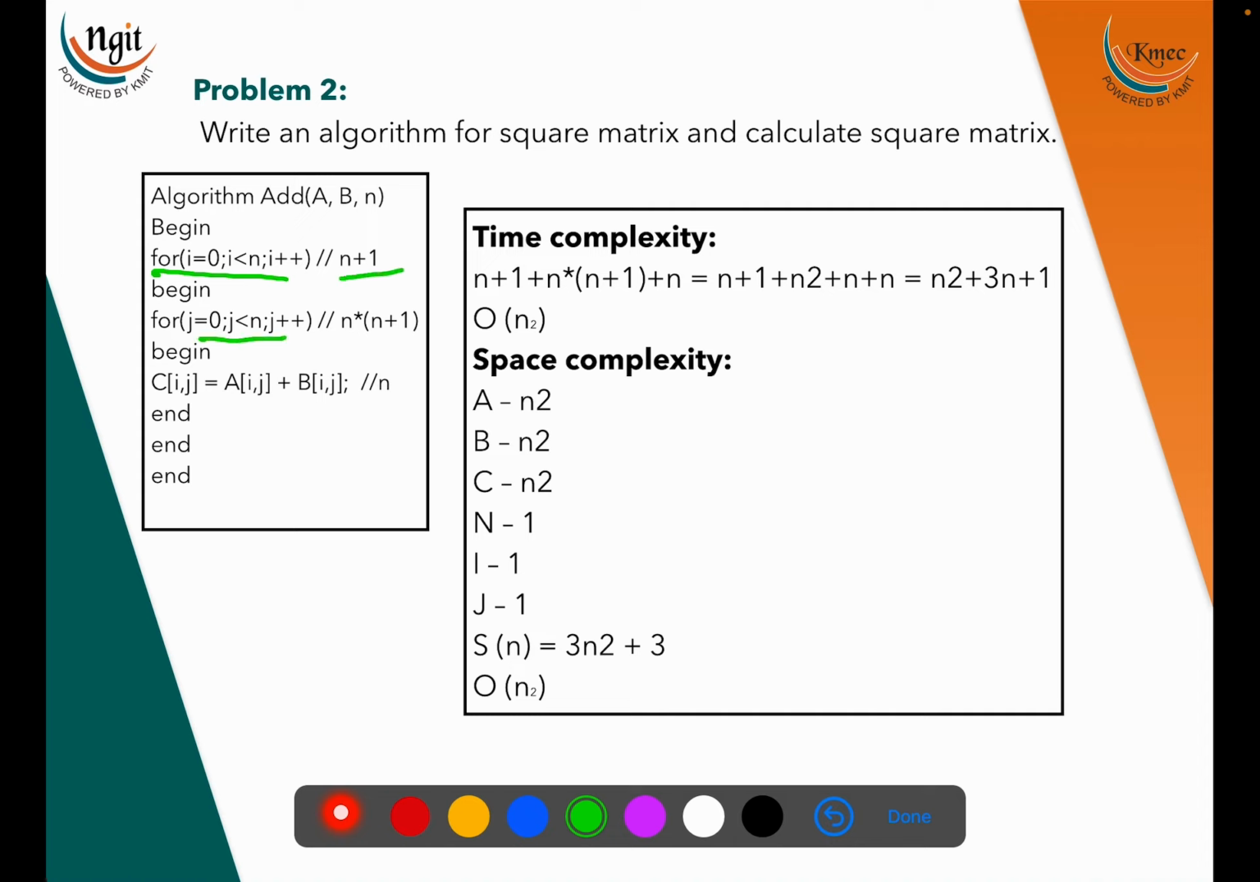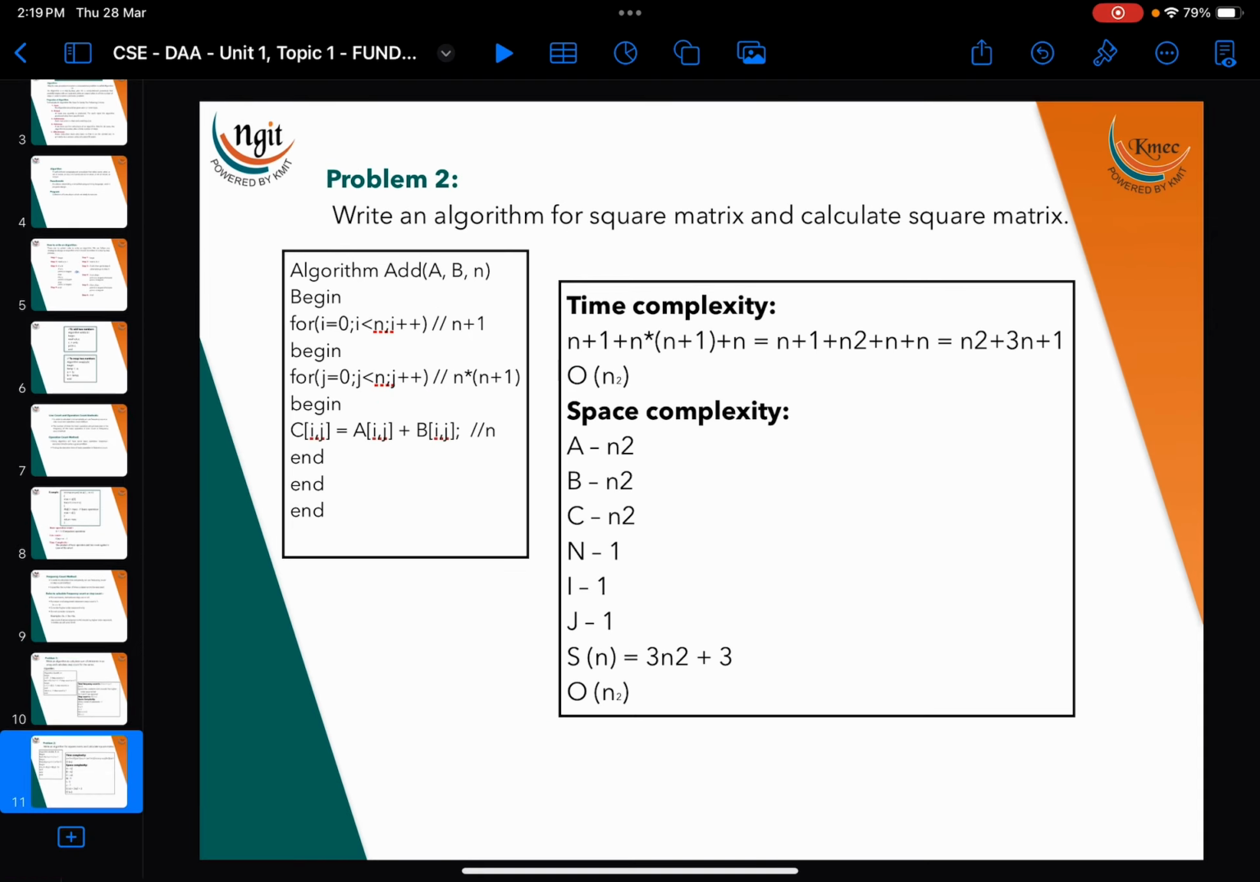In another example, to execute the first step we need n plus 1. To execute the next step we need n into n plus 1, because it is inside this loop and executes n times. And the next step is n. When you consider all this, you get n square plus 3n plus 1. Finally, by higher order priority, it is n square. So the space complexity is also n square. So this is about the first topic. Thank you all.